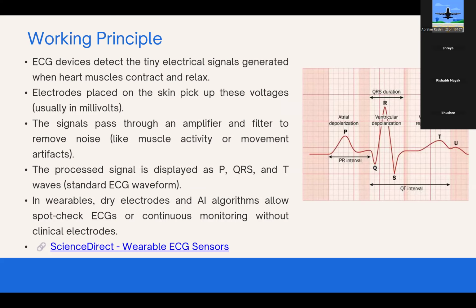In wearables, dry electrodes and AI algorithms allow spot-check ECGs or continuous monitoring without clinical electrodes. So in the diagram, you can see P waves denote atrial depolarization, QRS waves denote ventricular depolarization, and T waves denote ventricular repolarization. Next slide.